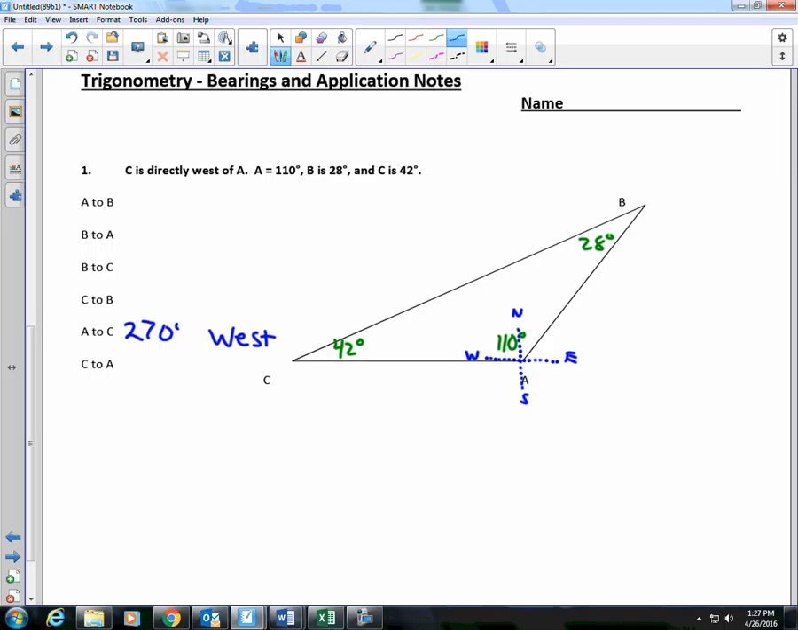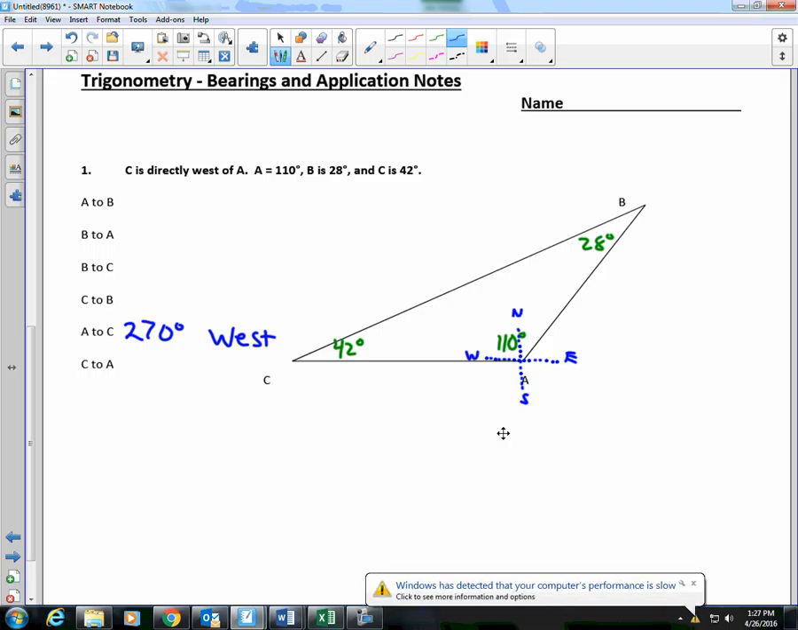270 degrees. Everybody okay with that? If I'm standing at A, what direction do I travel to get to C? West. 0, 90, 180, 270. Okay.